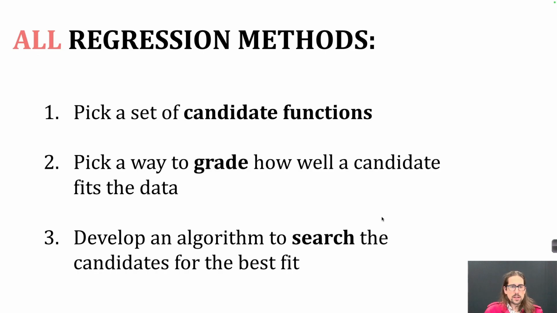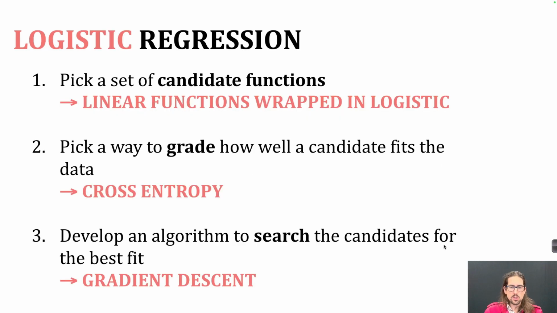Okay, that is all of regression methods, right? We pick a candidate set of functions, pick a way to grade, develop an algorithm to search. So for logistic regression, the choices that we made are linear functions, but we just wrap them in this logistic wrapper. For the loss function, instead of mean squared error, we chose cross entropy for a couple of practical reasons. And then for the search algorithm, we just use gradient descent, same as linear regression. So really the main difference is here, right? It's the fact that we wrap these linear functions in this logistic, so we're getting a different candidate set of functions. That's it. We're still going after a conditional mean. We just changed the set of candidate functions.